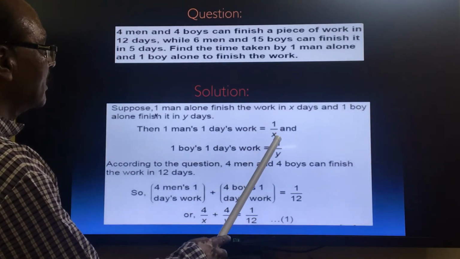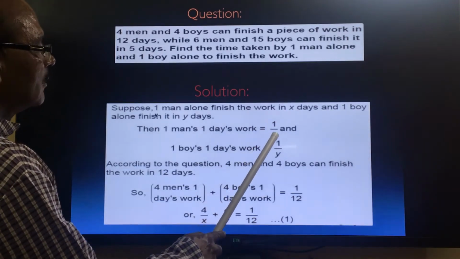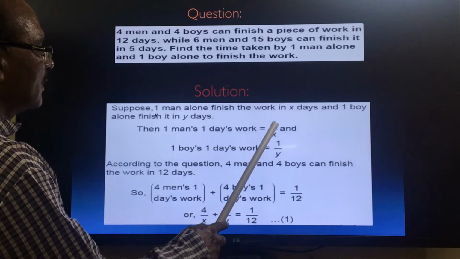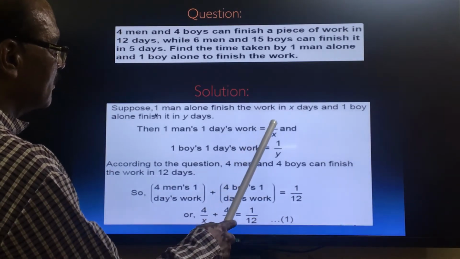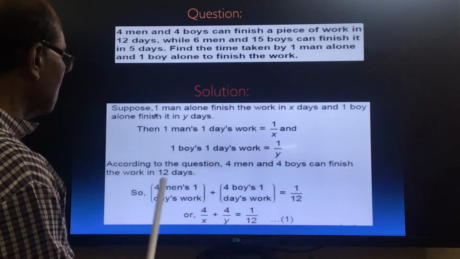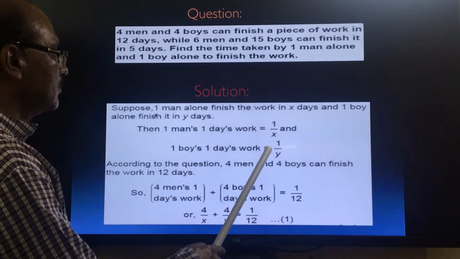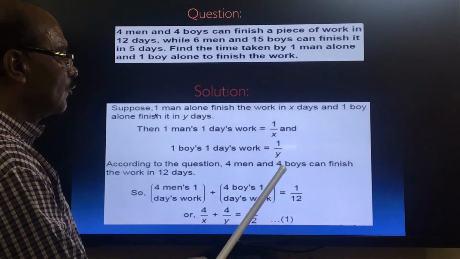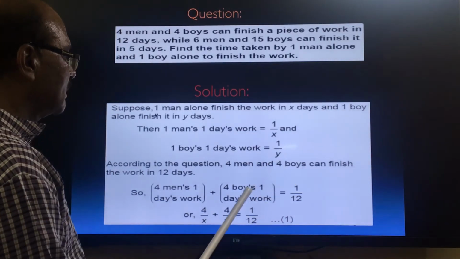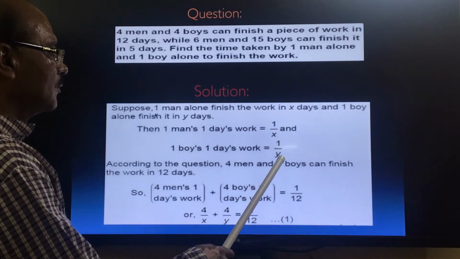So if we multiply 1 by X by 4, we will get 4 men's work in 1 day. So 4 men's work in 1 day plus, similarly, 4 boys are doing the work. So we can find out 4 boys' 1 day's work. So 4 into 1 upon Y.